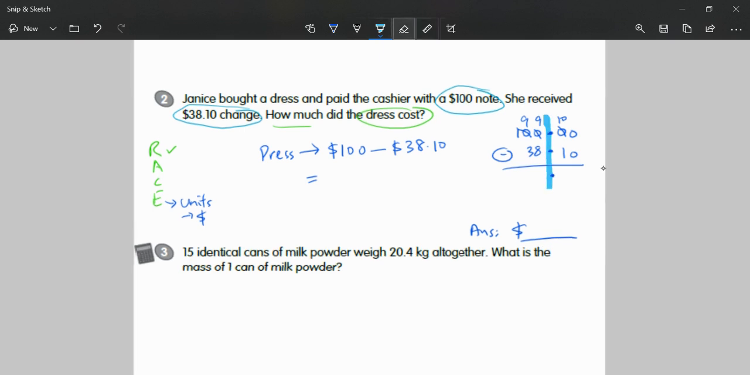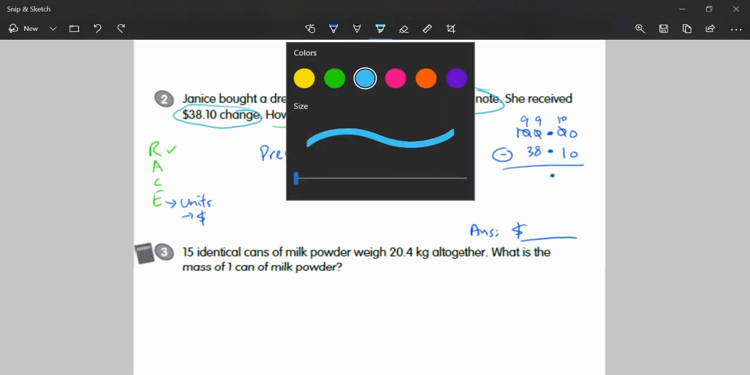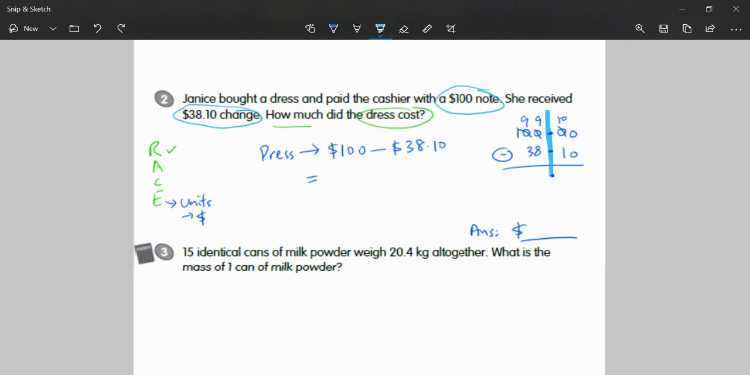This is a bit too dark. Let me try use a lighter color. Oh, that's the only color. Never mind then. Let me do it thinly. Align the decimal point. Do the regrouping as usual. Okay, so I've got $61.90. So in this case, I did my annotations. I just chose subtraction. I didn't draw a model because this is a fairly simple question.